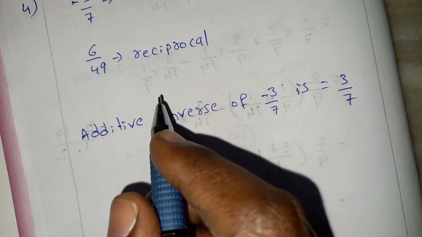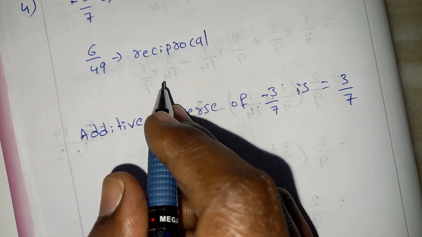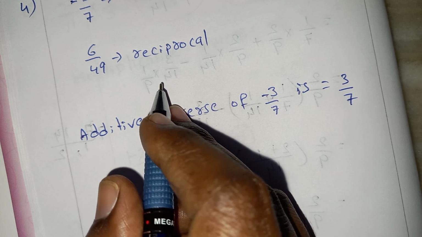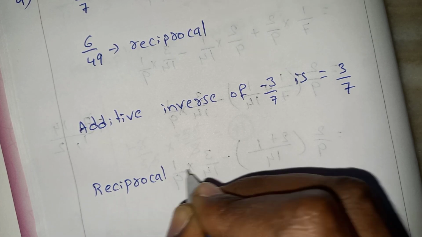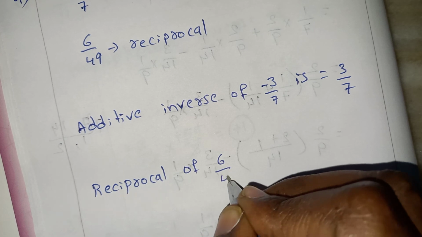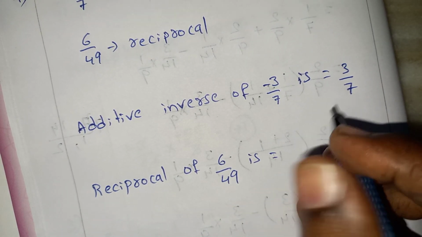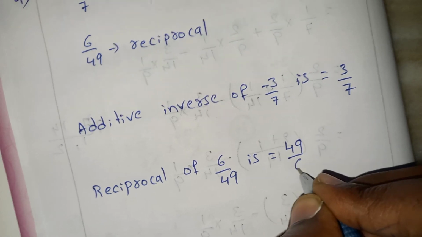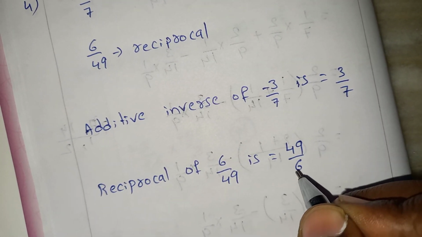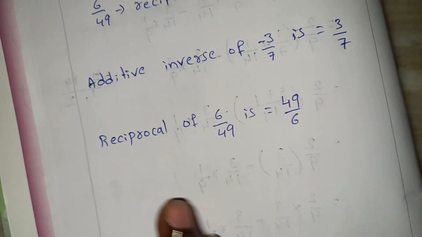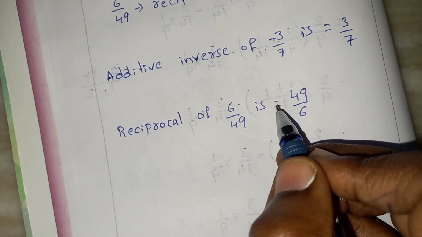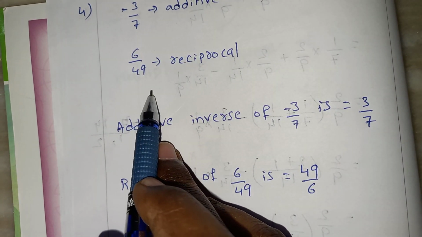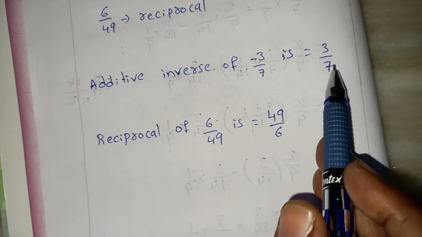Now we have to write the reciprocal of 6 by 49. Reciprocal is nothing but multiplicative inverse. Reciprocal of 6 by 49 is equal to 49 by 6. If you multiply 6 by 49 with 49 by 6, we will get 1 or not? So that multiplicative inverse is nothing but reciprocal. Now, in the question, what they asked: multiply the additive inverse of minus 3 by 7 with the reciprocal of 6 by 49. Now we got both the numbers or not?